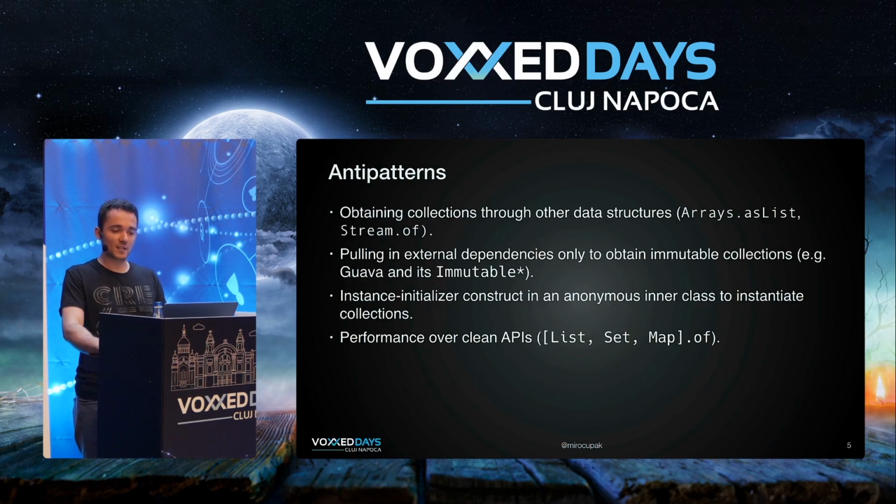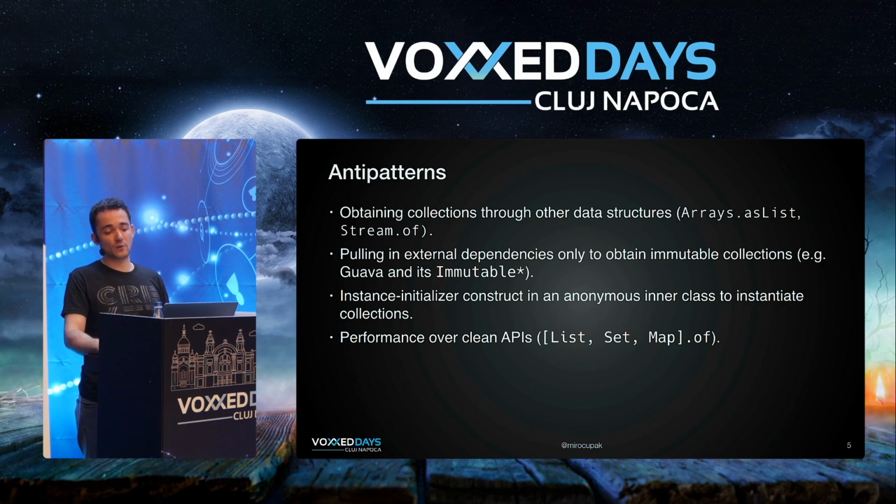Now let's recap some anti-patterns that we've observed, so things that you shouldn't do. Basically, don't use the legacy workarounds for making the old-school collection creation approach a one-liner. Right? Don't obtain collections by piping data through Arrays.asList or Stream.of. Don't pull in external dependencies only to obtain immutable collections. All this has been superseded by the new factory methods. And especially don't use the instance initializer construct in an anonymous inner class. It's not readable, and you're risking memory leaks.